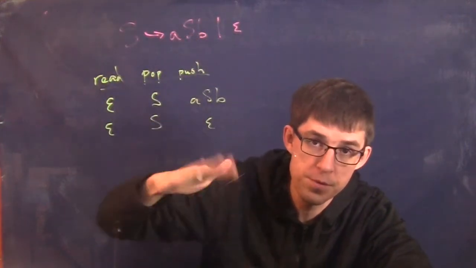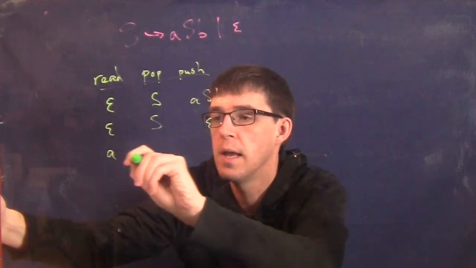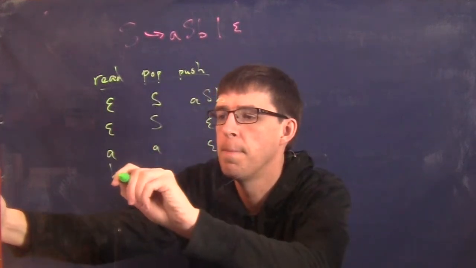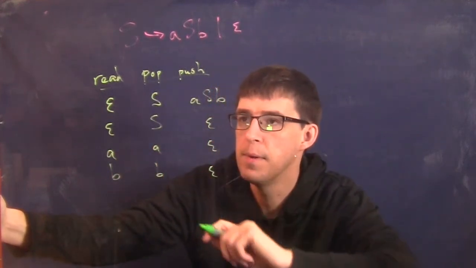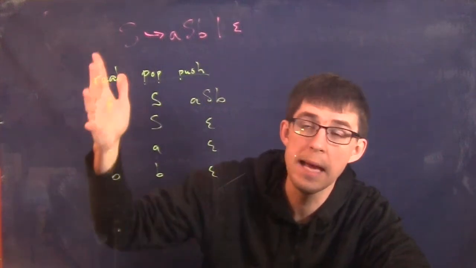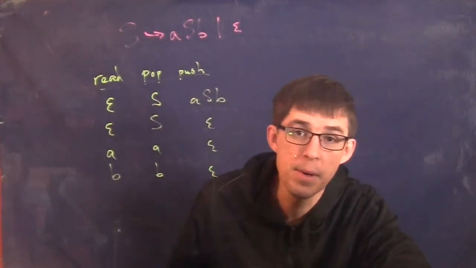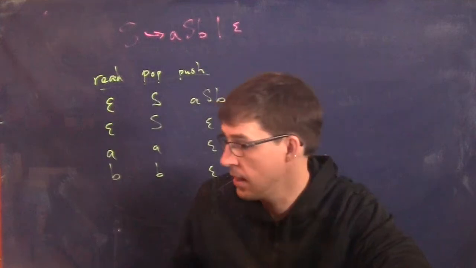We also need the special rules for the clearing out of the letters: A, A, epsilon and B, B, epsilon. And that's it. This is the stack machine, which does this same language right there. There's not a lot to it.